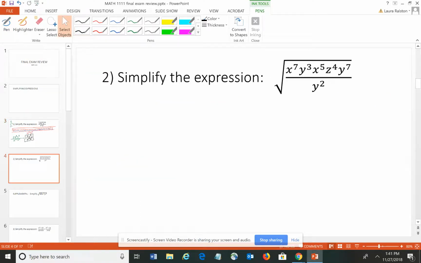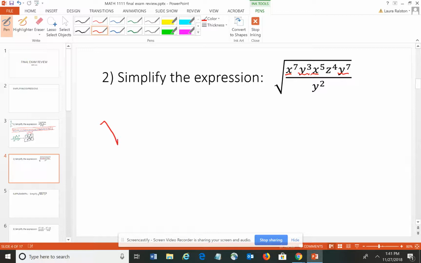All right, let's look at the next one. The next one is kind of all jumbled up. It's the square root of x to the 7th, y to the 3rd, x to the 5th, z to the 4th, y to the 7th, all over y squared. The first thing I'm going to do here is underneath the radical, I have some x's, and then I also have some y's. I'm going to go ahead and combine them together.